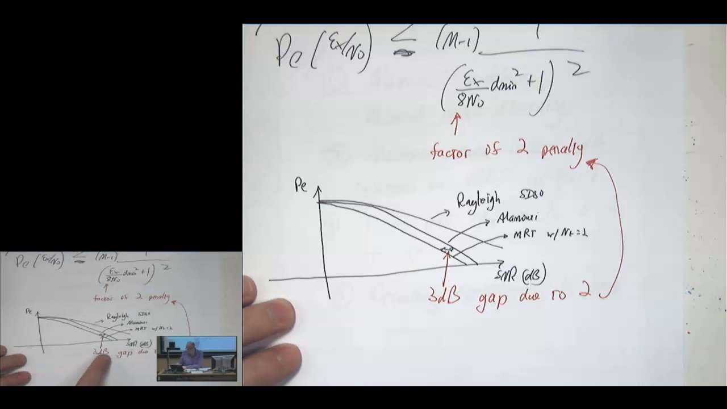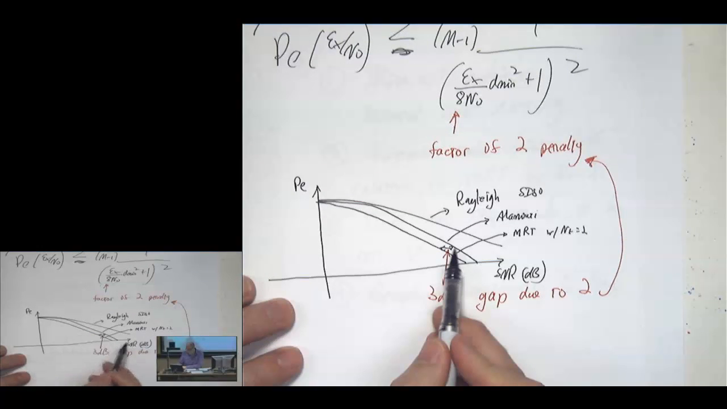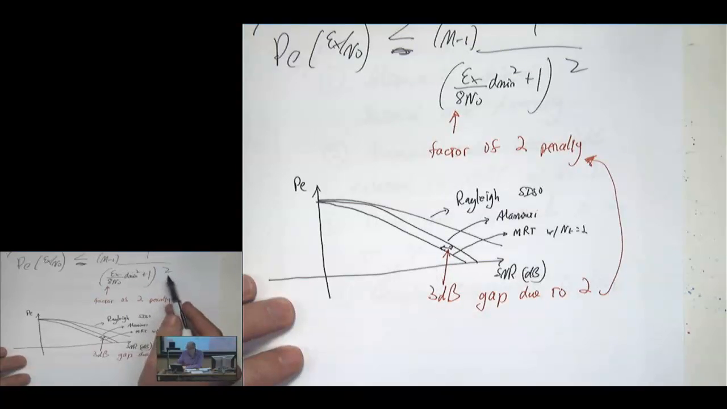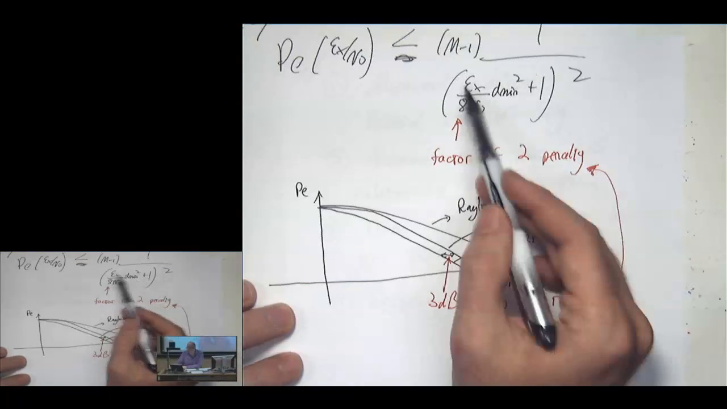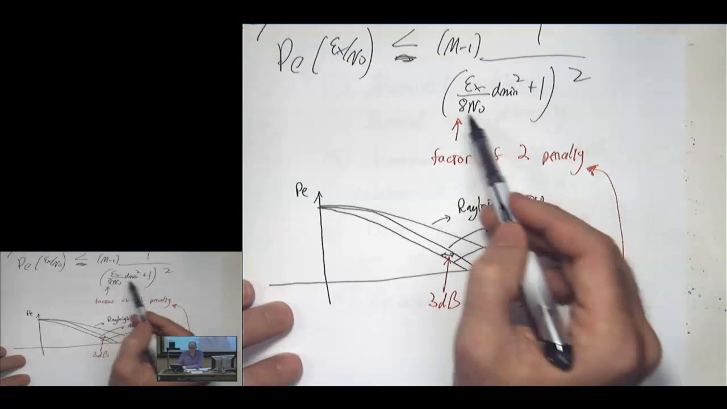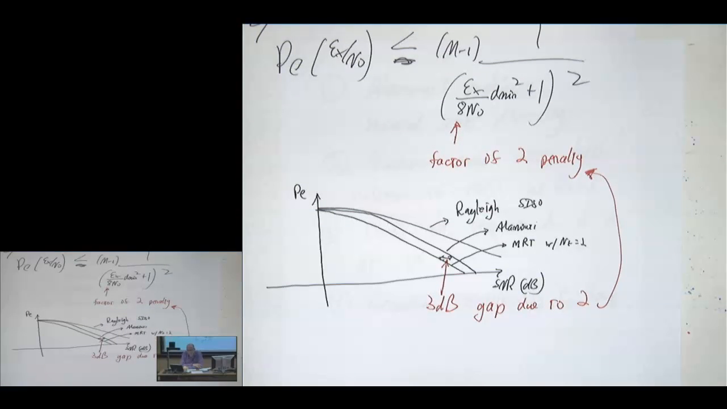So this is maximum ratio transmission, and this is the Alamouti code. They both decrease with exactly the same slope, because they both have second order diversity. But our upper bound here is Es over 8 N0 d min squared plus 1. And with maximum ratio transmission, it would be Es over 4 N0 d min squared plus 1. So it's just a factor of 2. That's the only difference in the bound. And then the low SNR behavior is a little bit different.